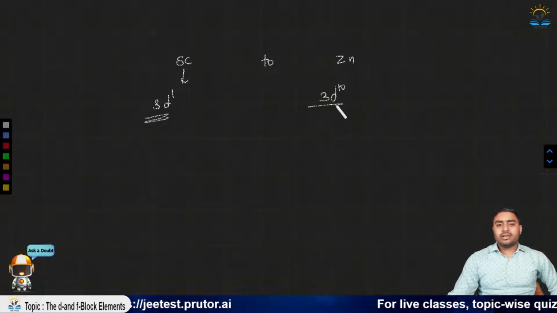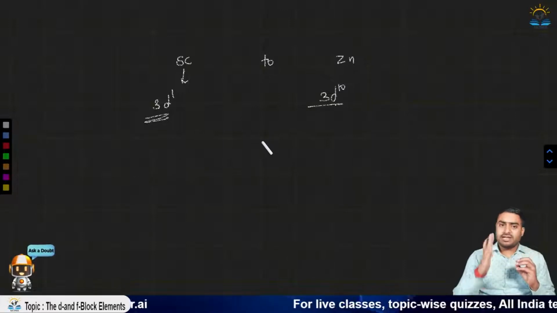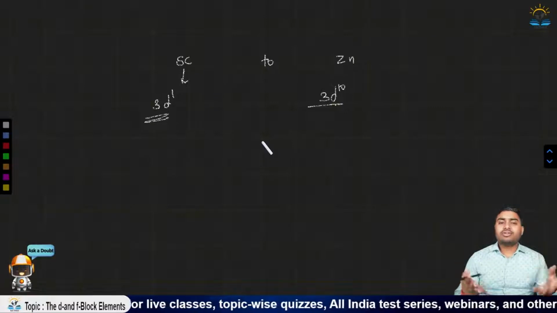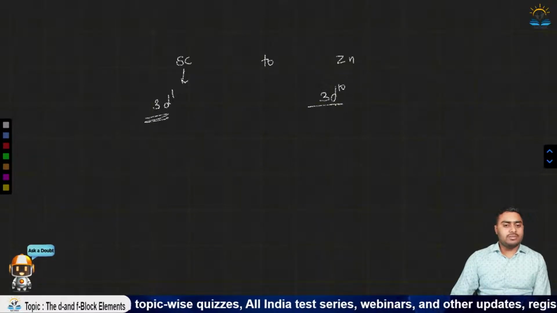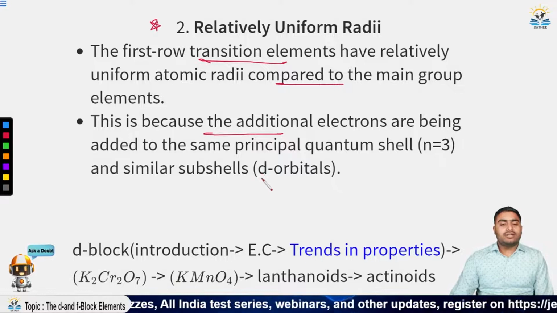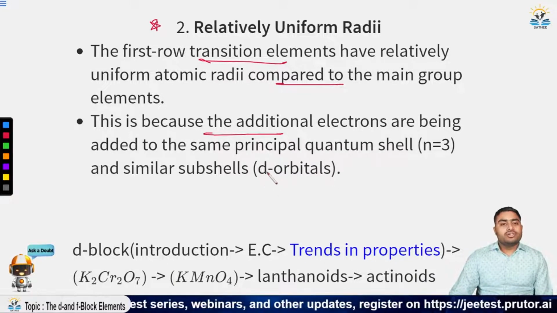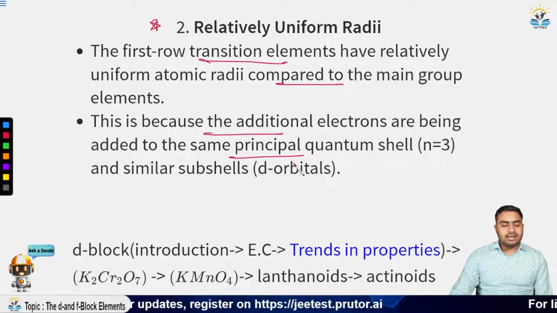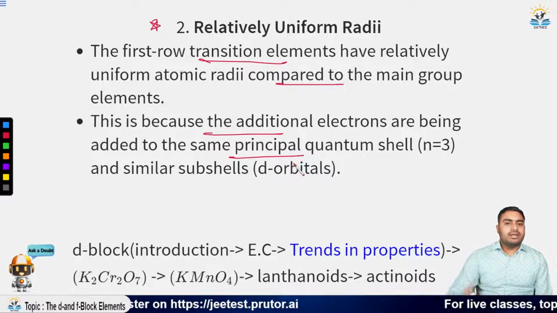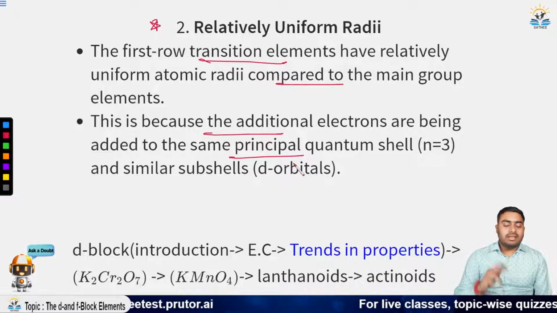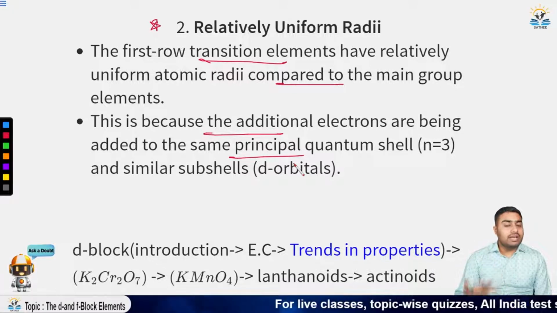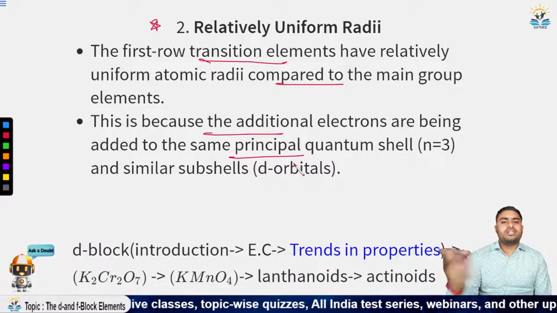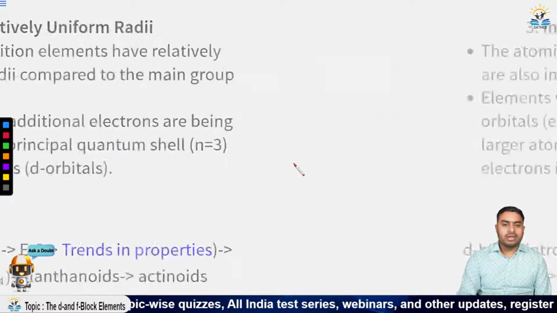So again and again electrons are being added. That means the shell number is fixed, that is the third, and the electrons are added in the same subshell, the 3d orbitals. So the principal quantum number is the same. The additional electrons are added here, and although Z effective increases, the increase in atomic number also gives electronic repulsions, because the number of electrons also increases. That's why first row transition elements have relatively uniform atomic radii.